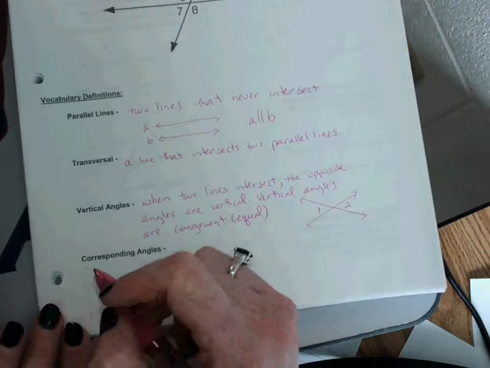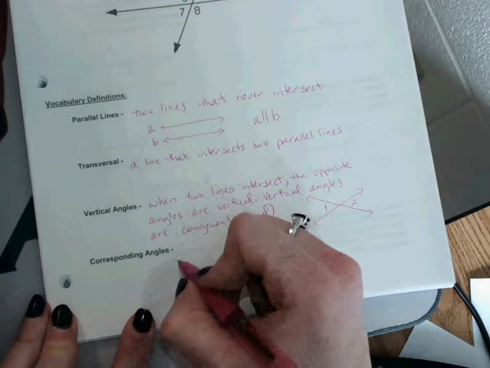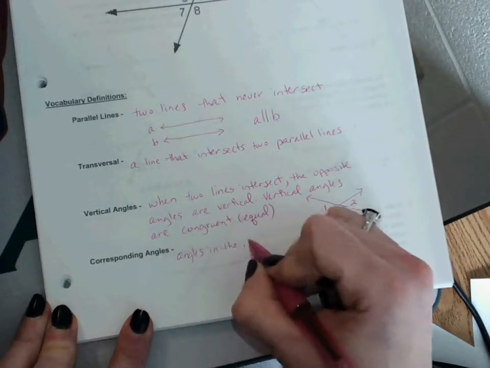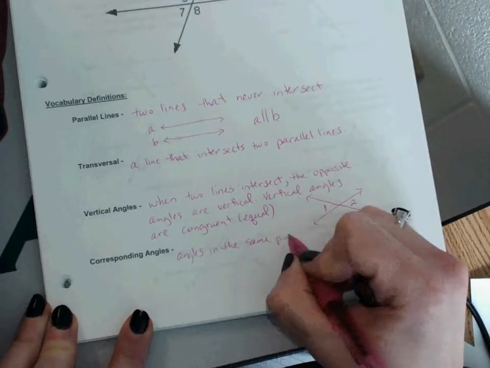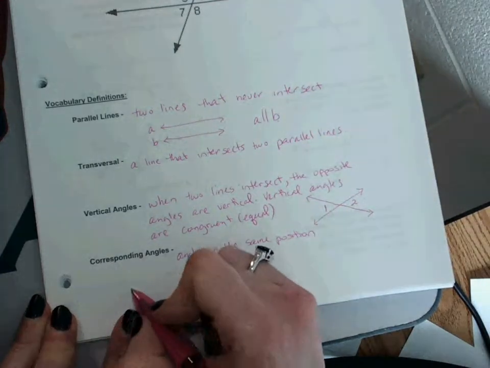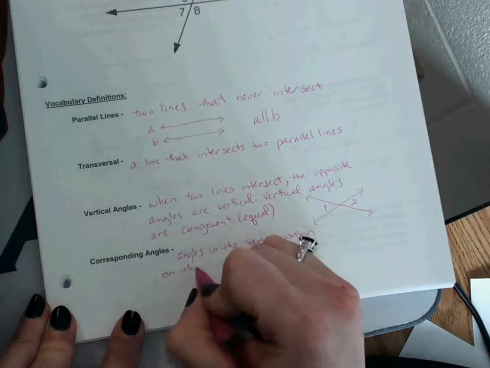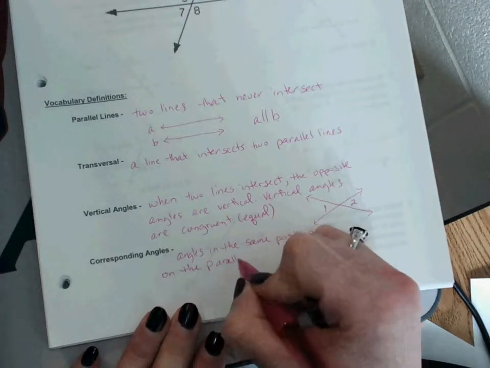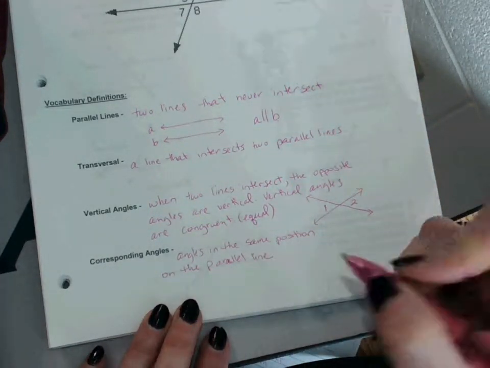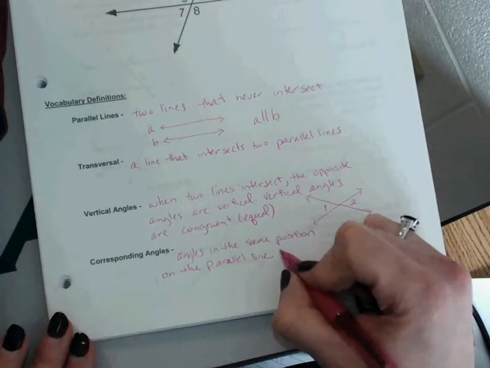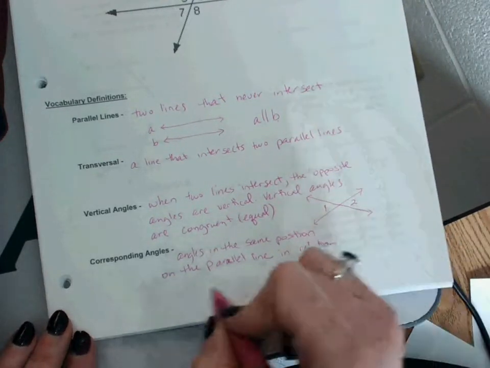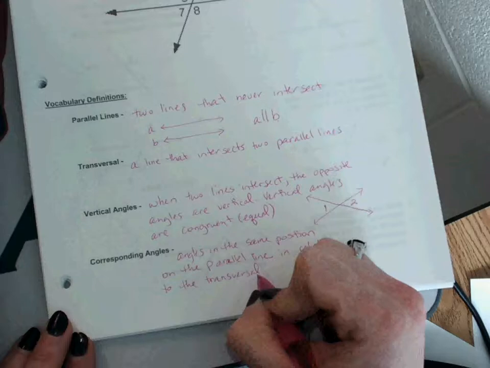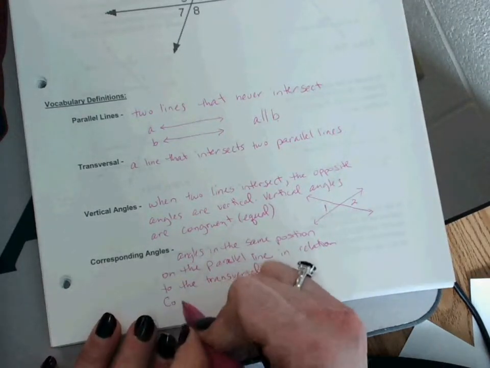Corresponding angles are angles in the same position on parallel lines, or on the parallel line, in relation to the transversal. Corresponding angles are also congruent.